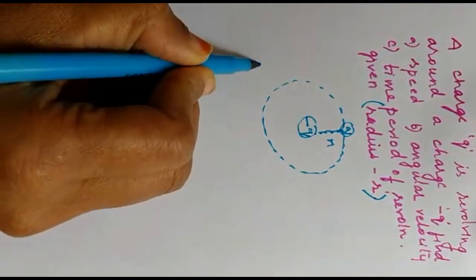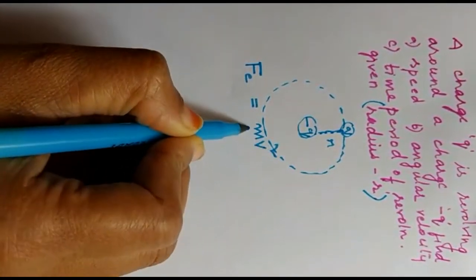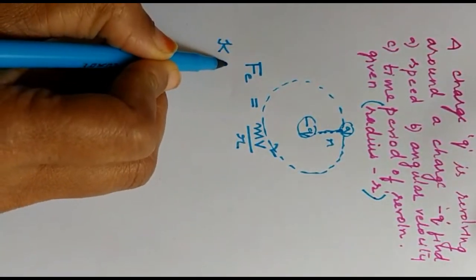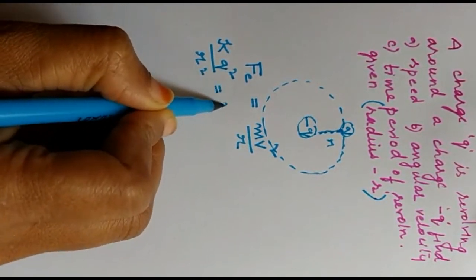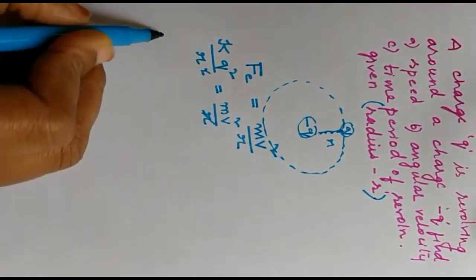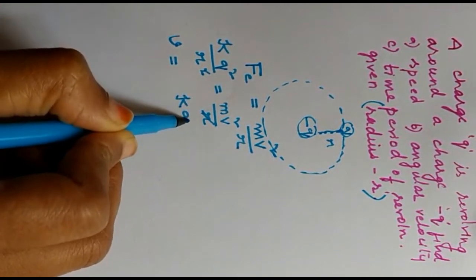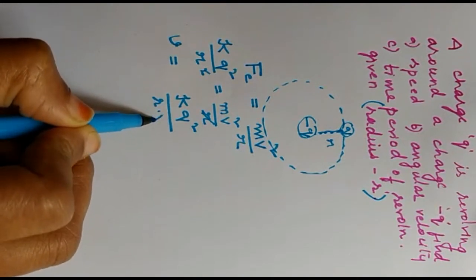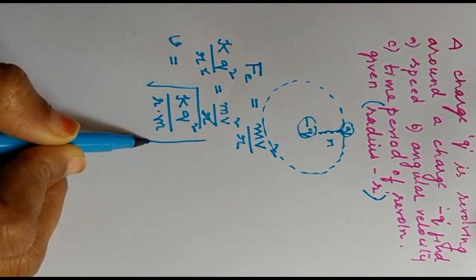So Fe should be equal to, we write centripetal force as mv square by r. So force, I'll write k, 1 by 4 pi epsilon naught, q square by r square should be mv square divided by r. R and square gets cancelled. We need the speed, so v is equal to under root k q square by r into m. So this will give you the speed.